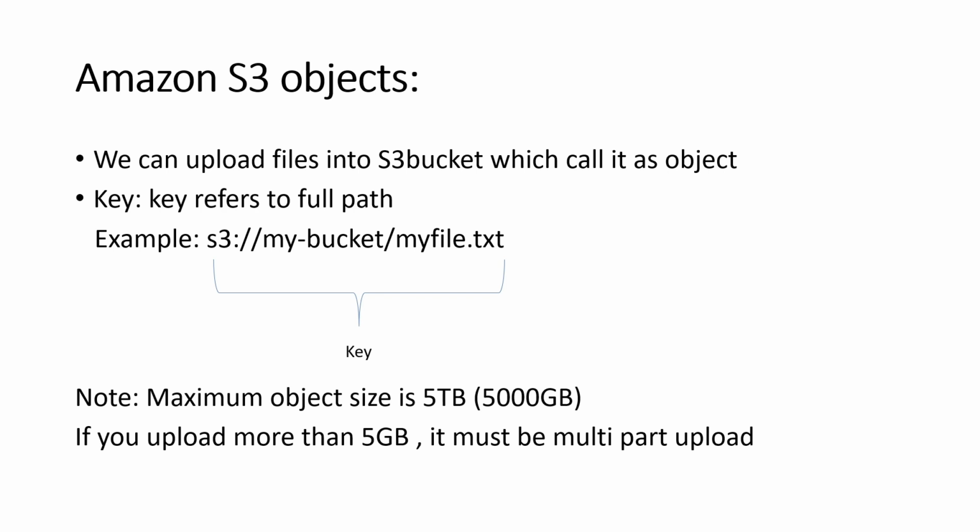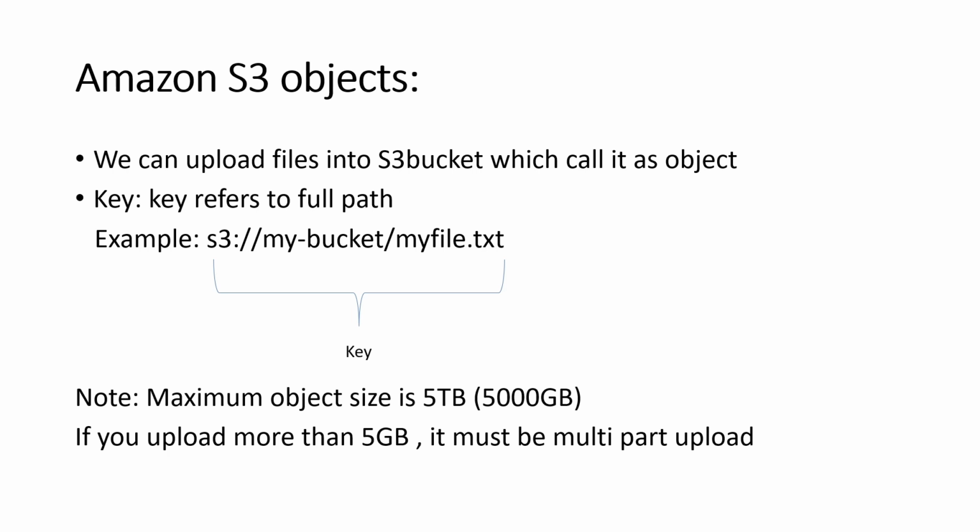And what is an S3 object? Whatever file we upload into our S3 bucket, we call it an object because S3 will consider that as an object. So we have the S3 key. S3 key means it is a complete URL which includes the bucket name and the file that you uploaded. We can see an example here. It shows S3, my bucket, which is the bucket name, and the file with extension. So we consider this whole as a key.